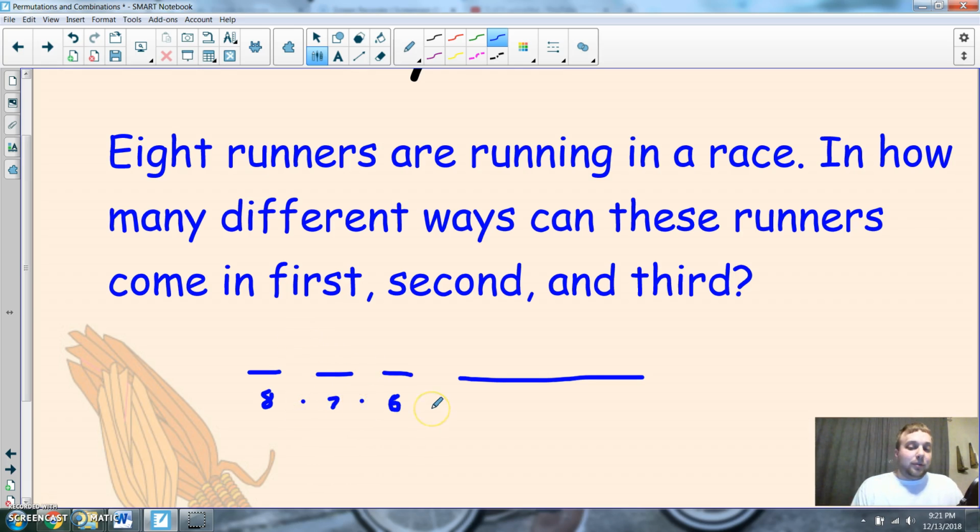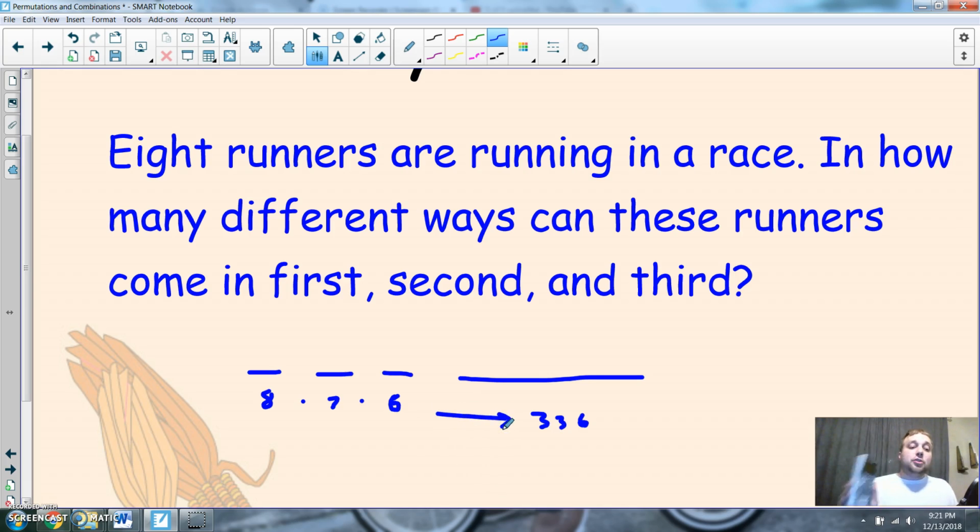Permutations, basically, if you think about it, I just have to multiply those 3 together, and I go 8 times 7 times 6. And I get 336. So there's 336 ways for this to happen.